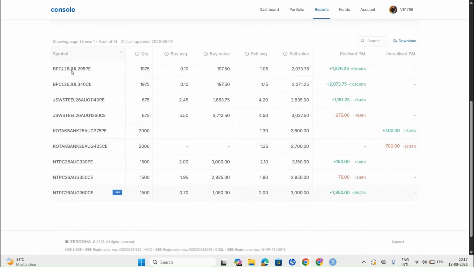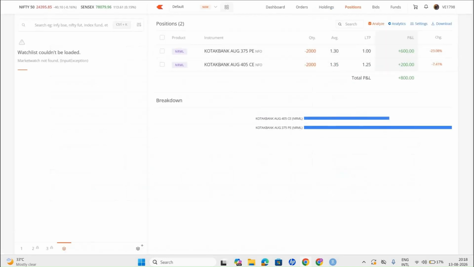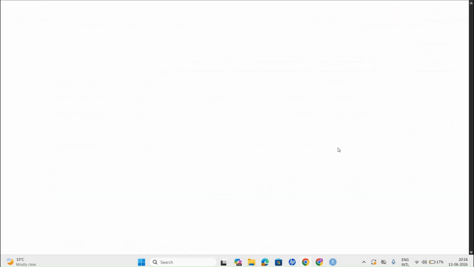So these are all my trades till now. My first trade was in BPCL, and I booked 1876 from this, again 2000 from this, and again JSW Steel. There was some issue with JSW Steel, so I quit those trades. And then the next trade is NTPC. You can see in NTPC I have booked around 2000 rupees. I think this is not updated data. You can see the updated data is here. It's 800 rupees. I can refresh it for you if you want to check. Yeah, it's 800 rupees, and you can also refresh it to confirm.